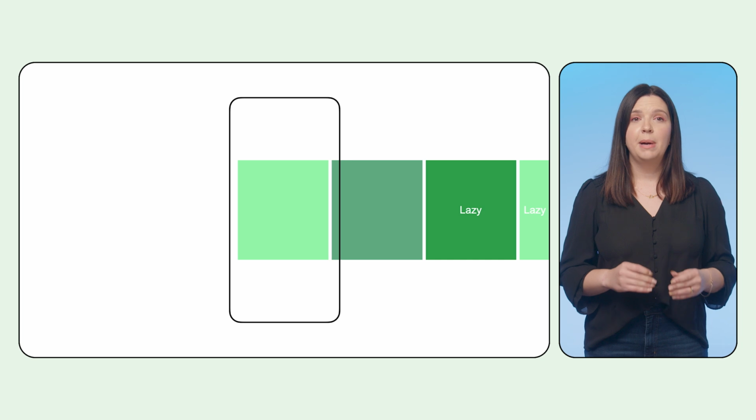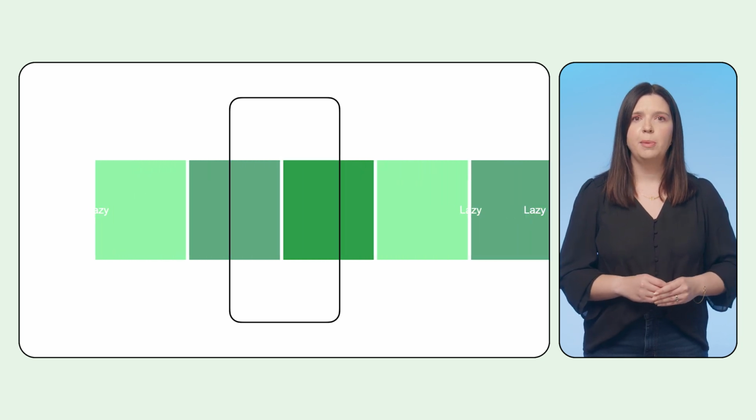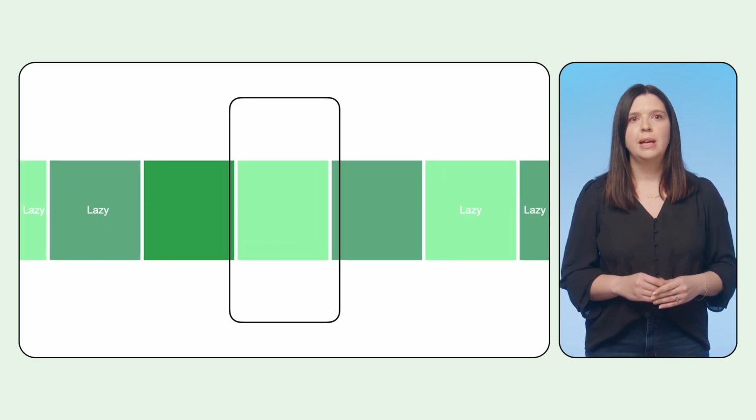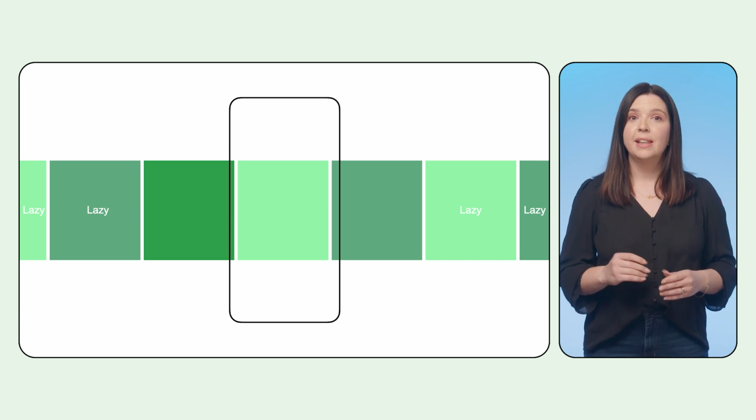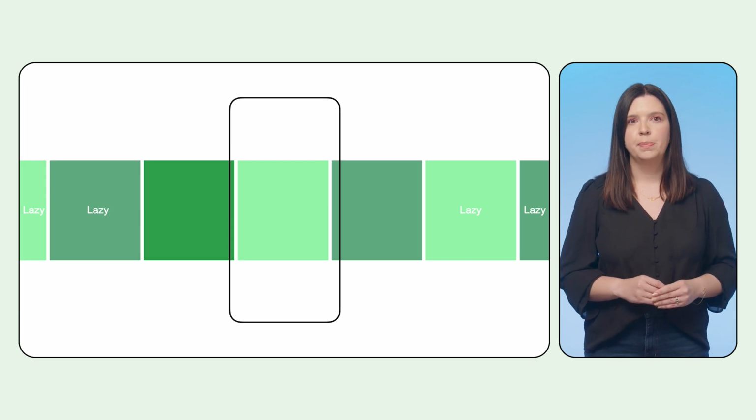Let's talk about a few more configuration options. By default, Pager only loads the current pages that are visible on screen. It lazily composes the other pages as and when it needs to. This helps keep the performance snappy. In this example, the pages that are partially visible will be composed, but the ones next to those won't be.